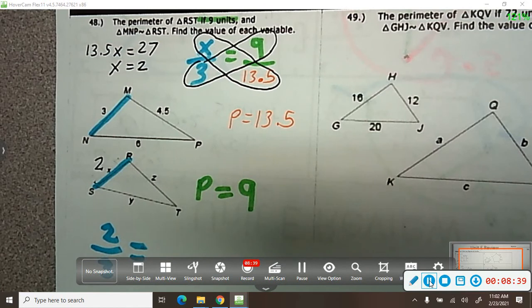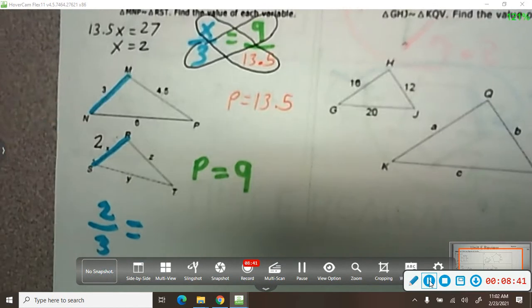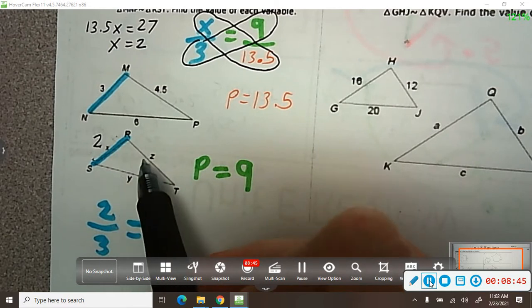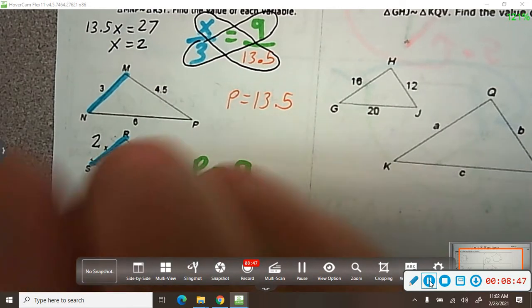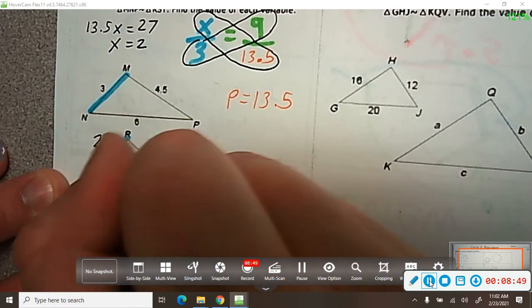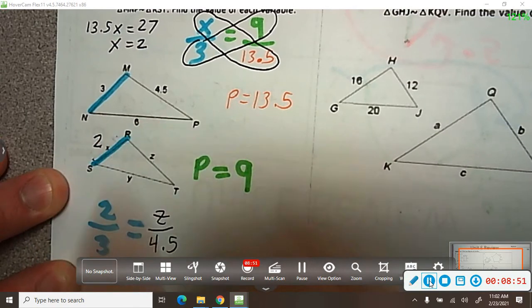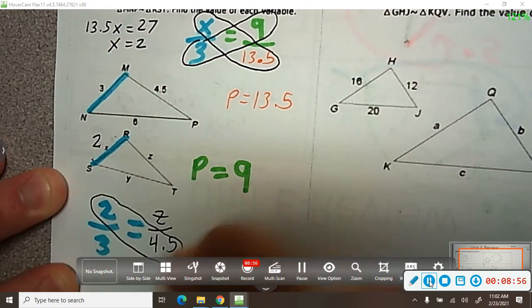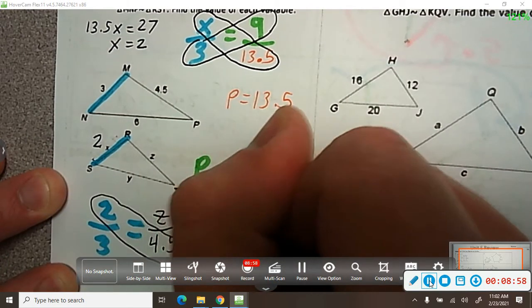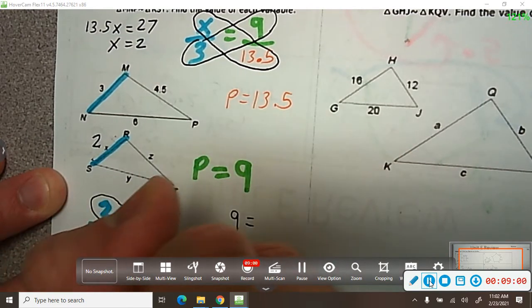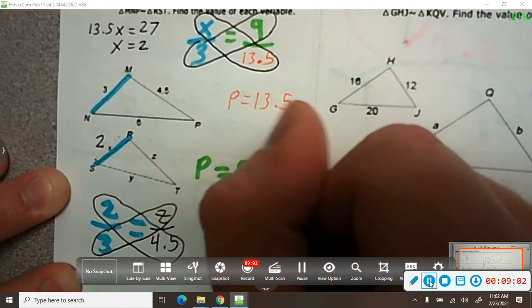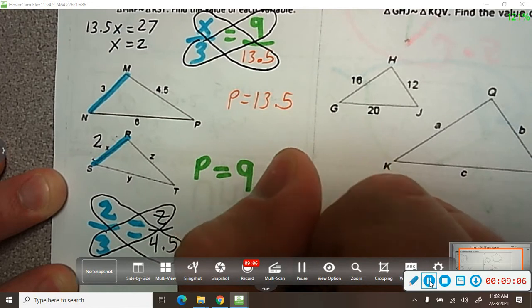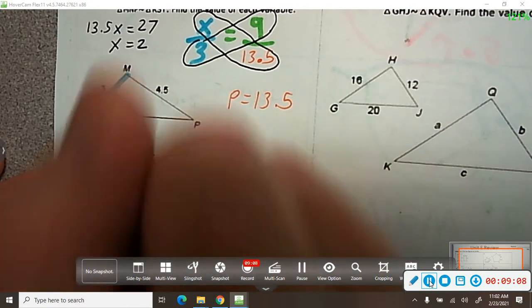So 2 to 3, and then let's find z first. So z to 4.5. Cross multiply. 4.5 times 2 is 9. 3 times z is 3z. Divide both sides by 3. Z is equal to 3.